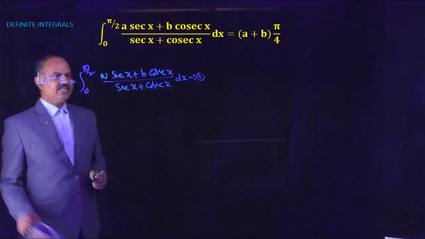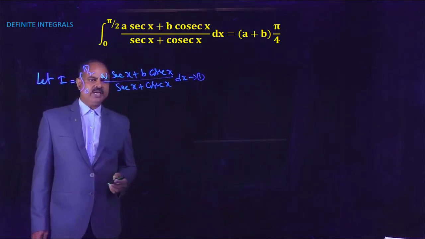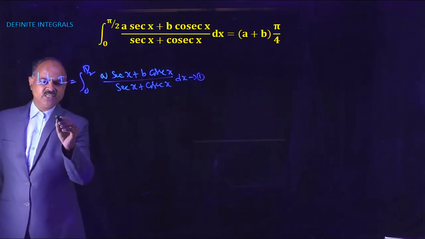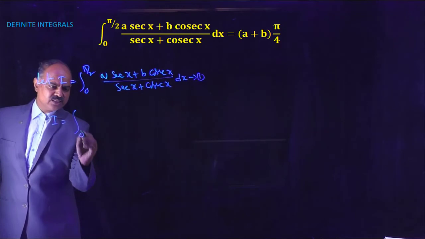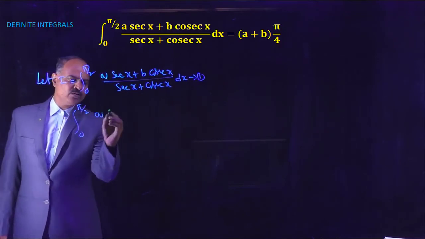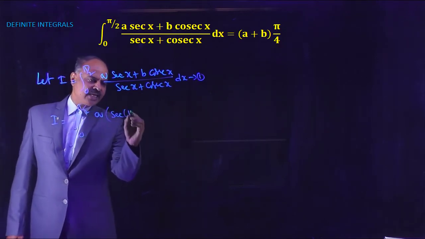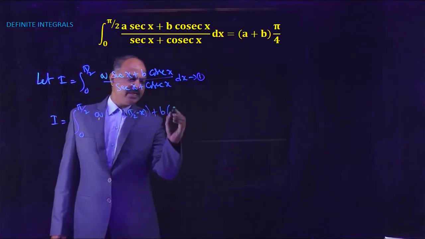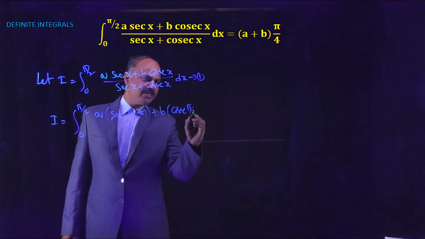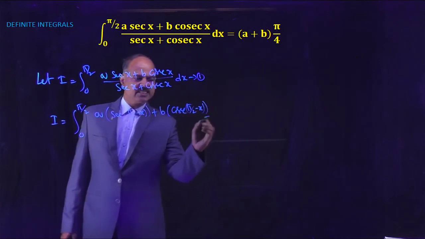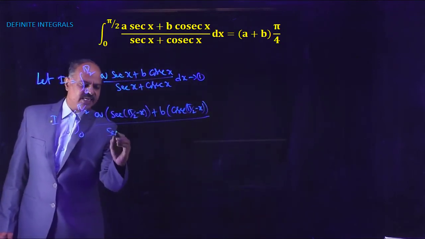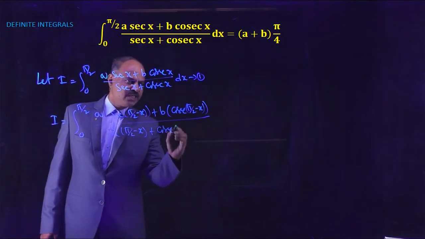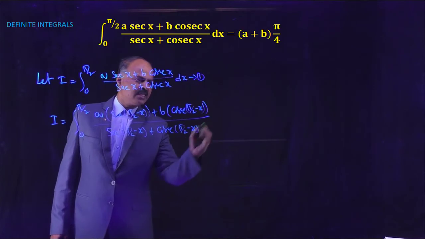So by applying the property that the integral from 0 to a of f of x dx is equal to the integral from 0 to a of f of (a minus x) dx, I is equal to the integral from 0 to pi by 2 of (a into secant of (pi by 2 minus x) plus b into cosecant of (pi by 2 minus x)) divided by (secant of (pi by 2 minus x) plus cosecant of (pi by 2 minus x)) dx.